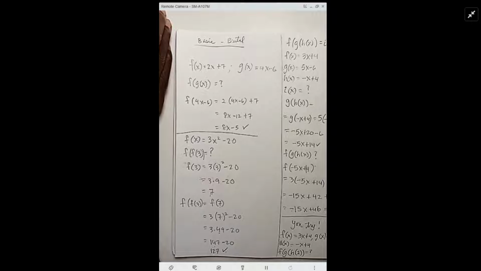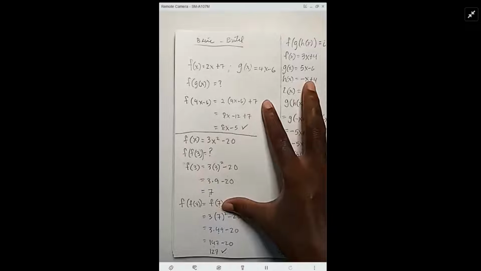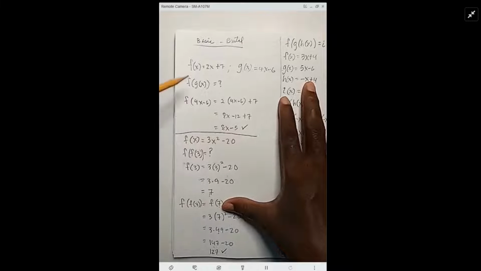So I'm going to run through a couple examples, give you guys a brutal example to look at and one to try. Couple of things that you do need to know. Let's look at this first example here.